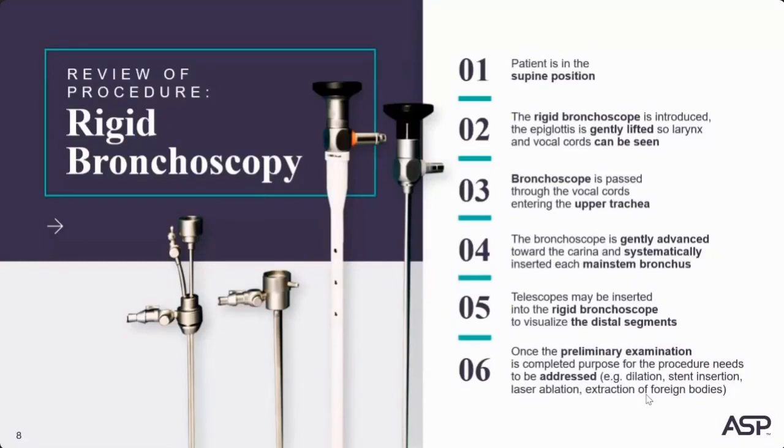Once the preliminary examination is completed, the purpose of the procedure needs to be addressed, whether that's dilation, extraction of foreign bodies, or maybe a laser ablation. When we look at the photo, what we see here are the sheaths to the left, so the sheaths that are used. We see the telescope to the right, so that's what they use to visualize through. And then in the middle, the white piece that covers the telescope is actually a protective sheath for transport.